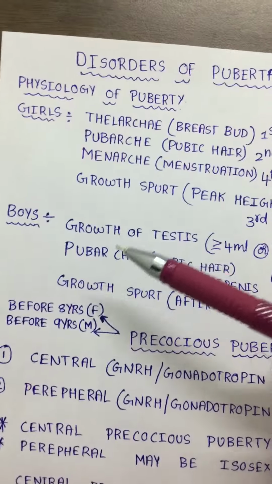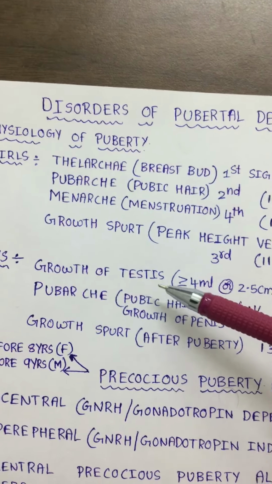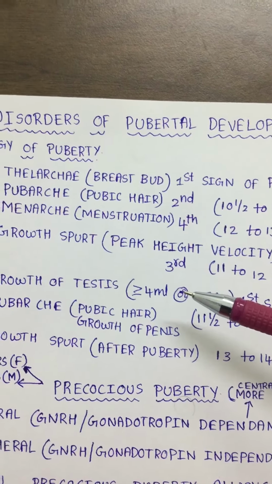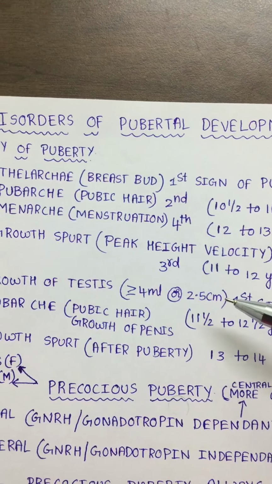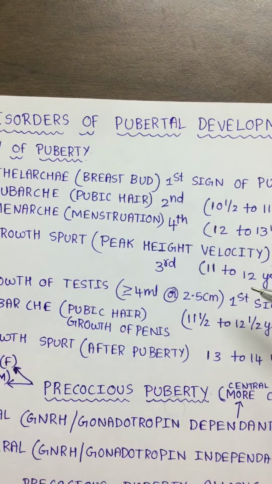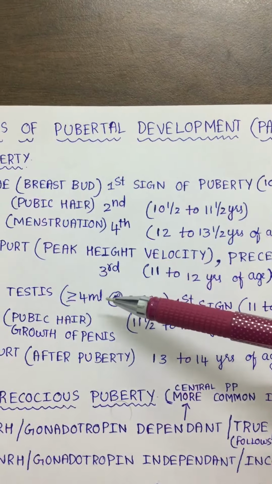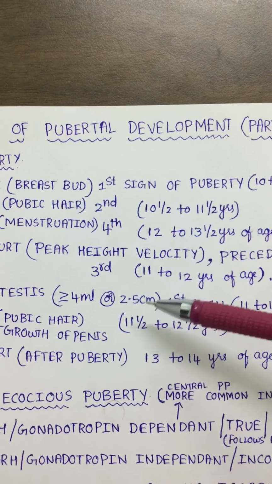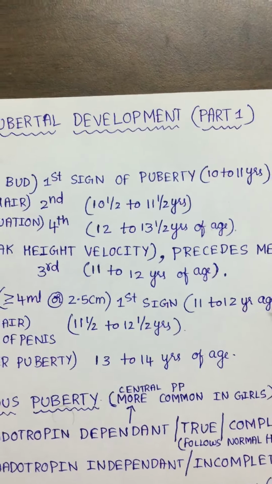Next we will go to the stages of puberty in boys. The first stage of puberty in boys is growth of the testes. Testes will grow to more than or equal to 4 ml, or 2.5 centimeters at the longest diameter. So this is the first sign. The testis grows to more than or equal to 4 ml in volume, or the longest diameter is more than or equal to 2.5 centimeters, at 11 to 12 years of age. This is the first sign.